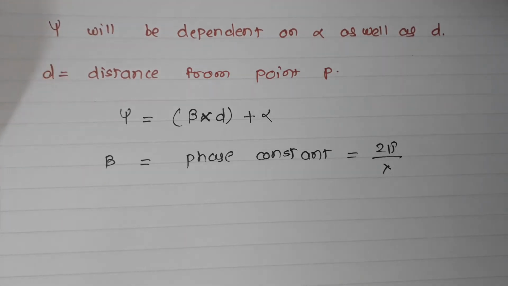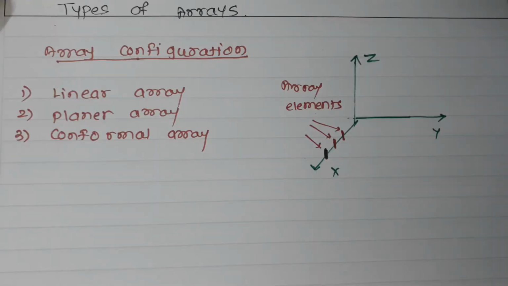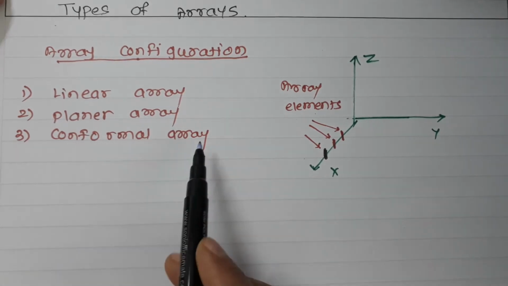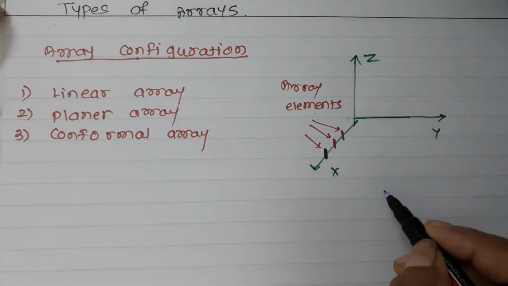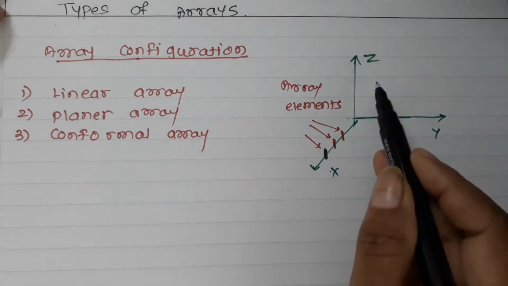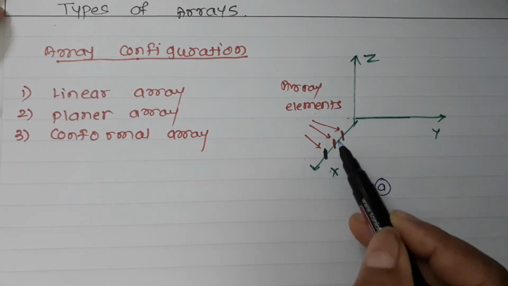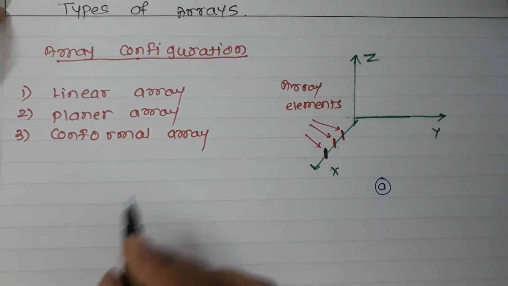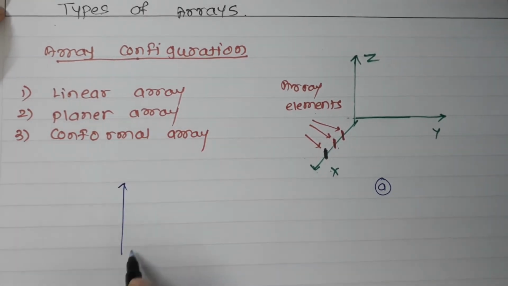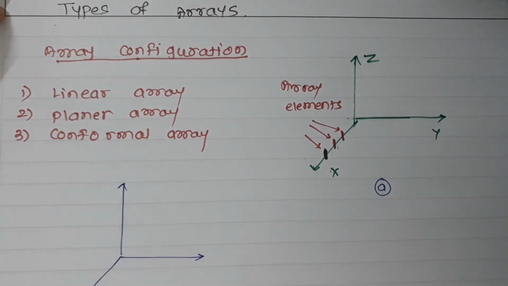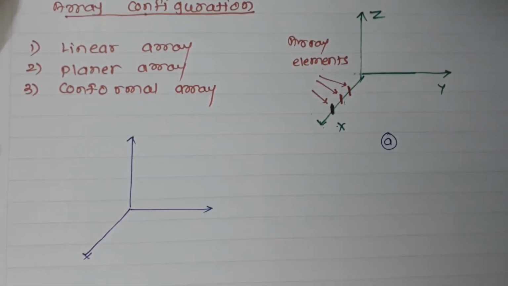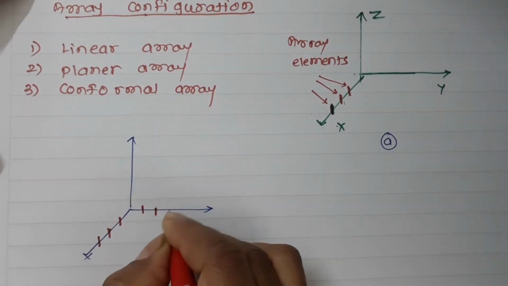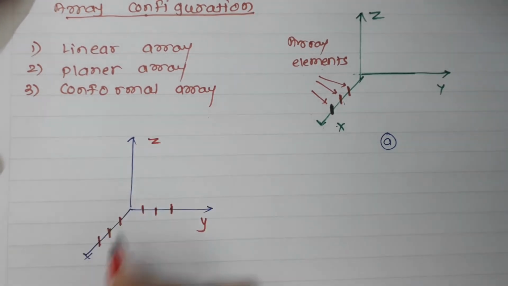So this is all about the angle psi. Now let us talk about the types of arrays: the linear array, planar array, and the conformal array. Figure A shows the x, y, and z axes, where all the antenna elements are placed along the x axis. In the second figure, we are placing the antenna elements along the x axis and along the y axis. So this is y, this is z, and this is x.